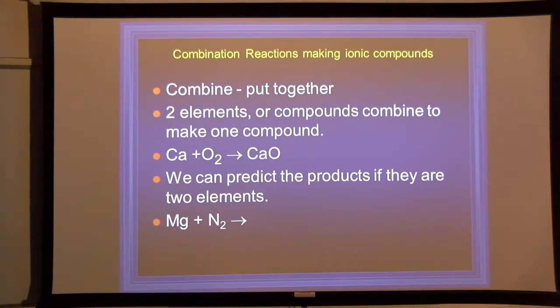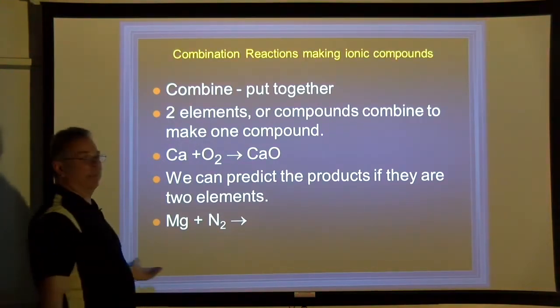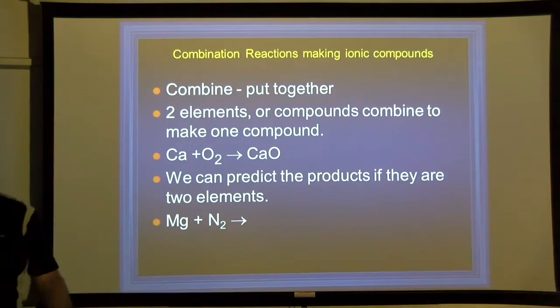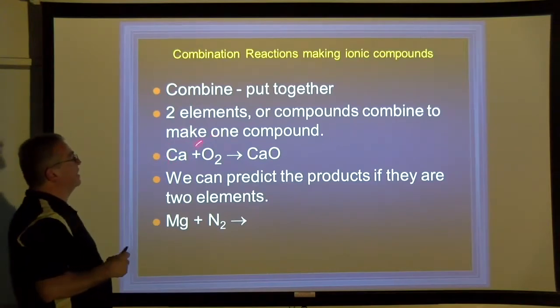Now we flip the page, and we're going to advance. How do you make ionic compounds for real? Or how do you do it? Well, you take a metal element, right? And you're going to react it with a non-metal element. So calcium and oxygen, metal element, non-metal element.